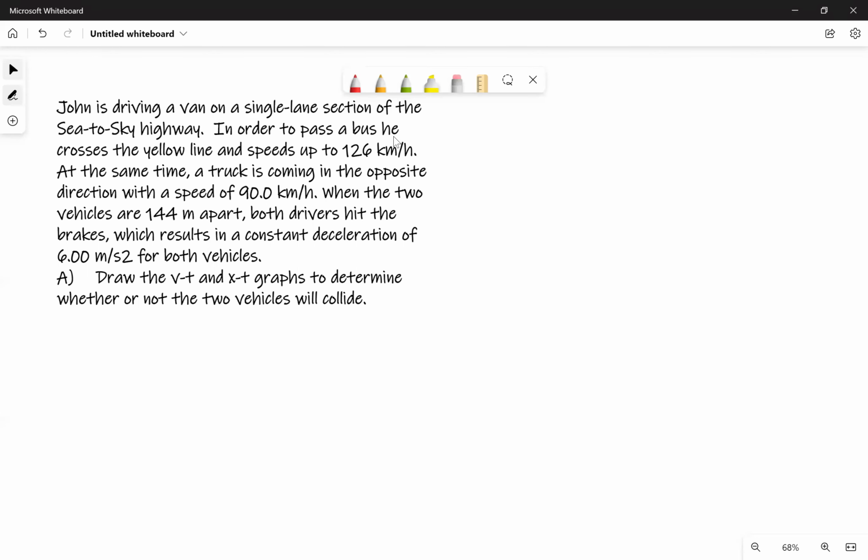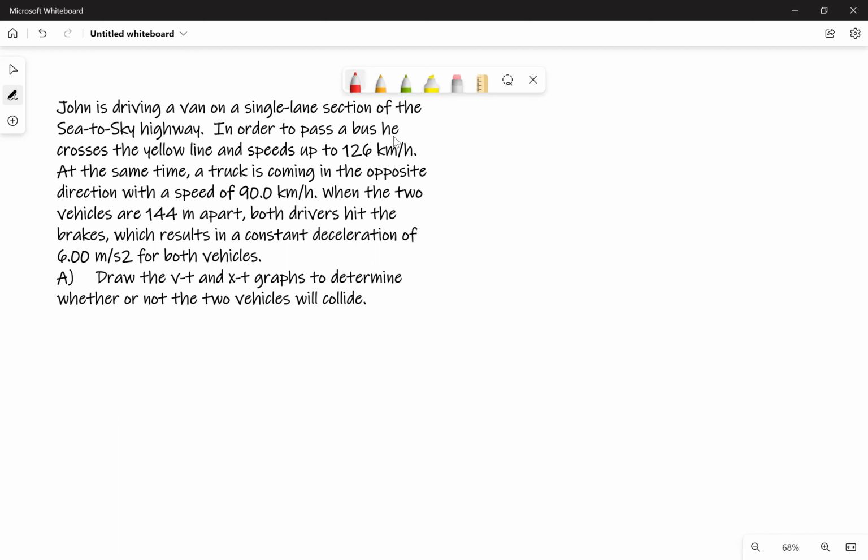John is driving a van on a single lane section of the Sea to Sky Highway. In order to pass a bus, he crosses the yellow line and speeds up to 126 kilometers per hour. At the same time, a truck is coming in the opposite direction with a speed of 90.0 kilometers per hour. When the two vehicles are 144 meters apart, both drivers hit the brakes, which results in a constant deceleration of 6.00 meters per second squared for both vehicles. Draw the VT and XT graphs to determine whether or not the two vehicles will collide.